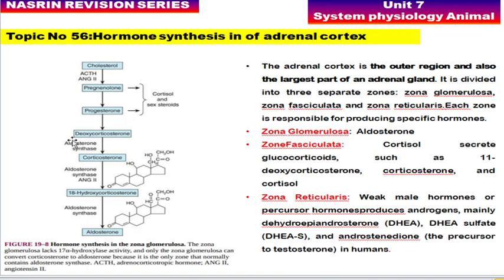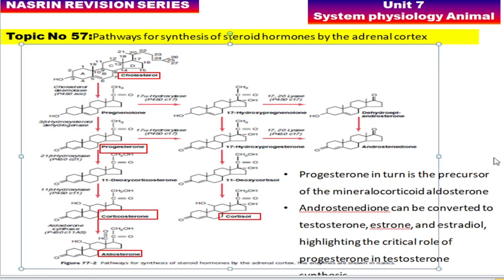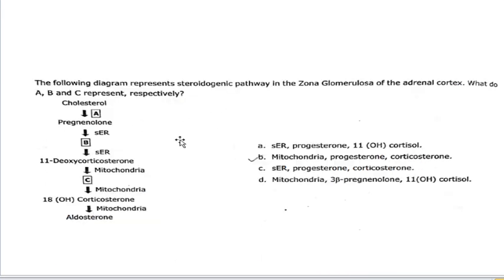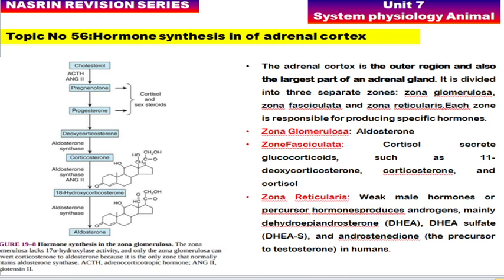That's what I have mentioned over here. Next is androstenedione. Here it has been synthesized, and it can be converted either into testosterone or estradiol, which highlights the important role of progesterone in testosterone synthesis. Next, this is a question that has been asked. They are asking a question from the steroidogenic pathway in zona glomerulosa of the adrenal cortex. From this pathway the question has been asked.